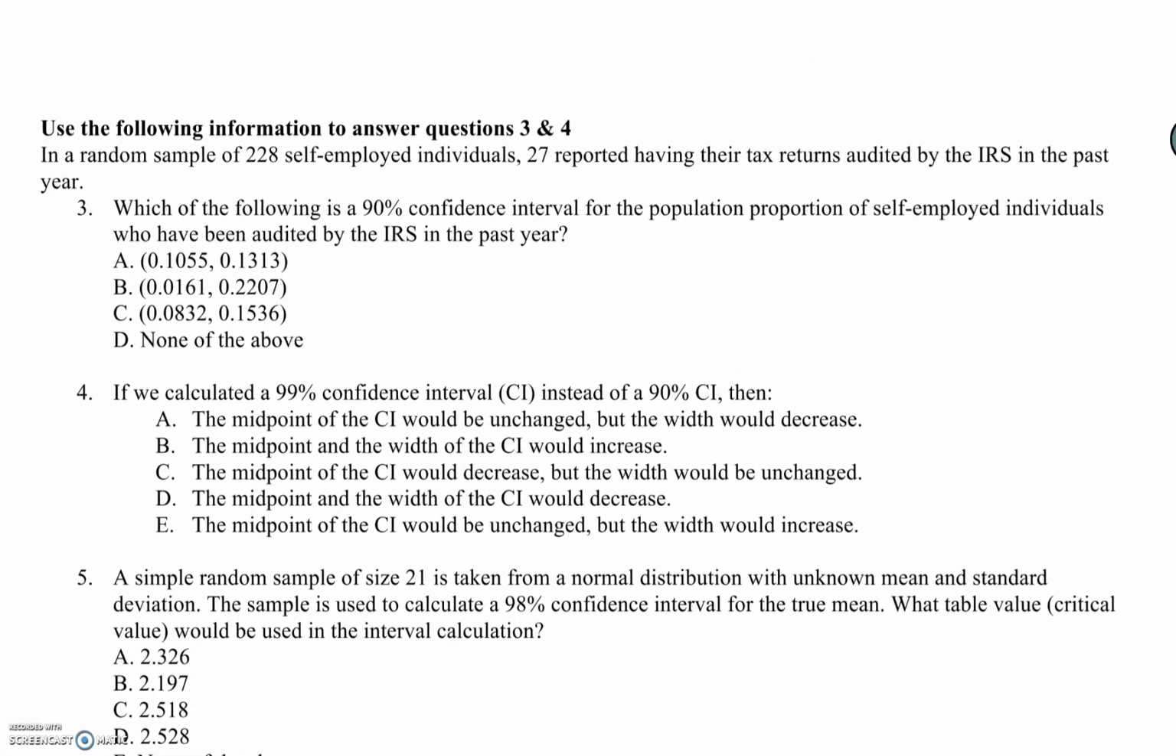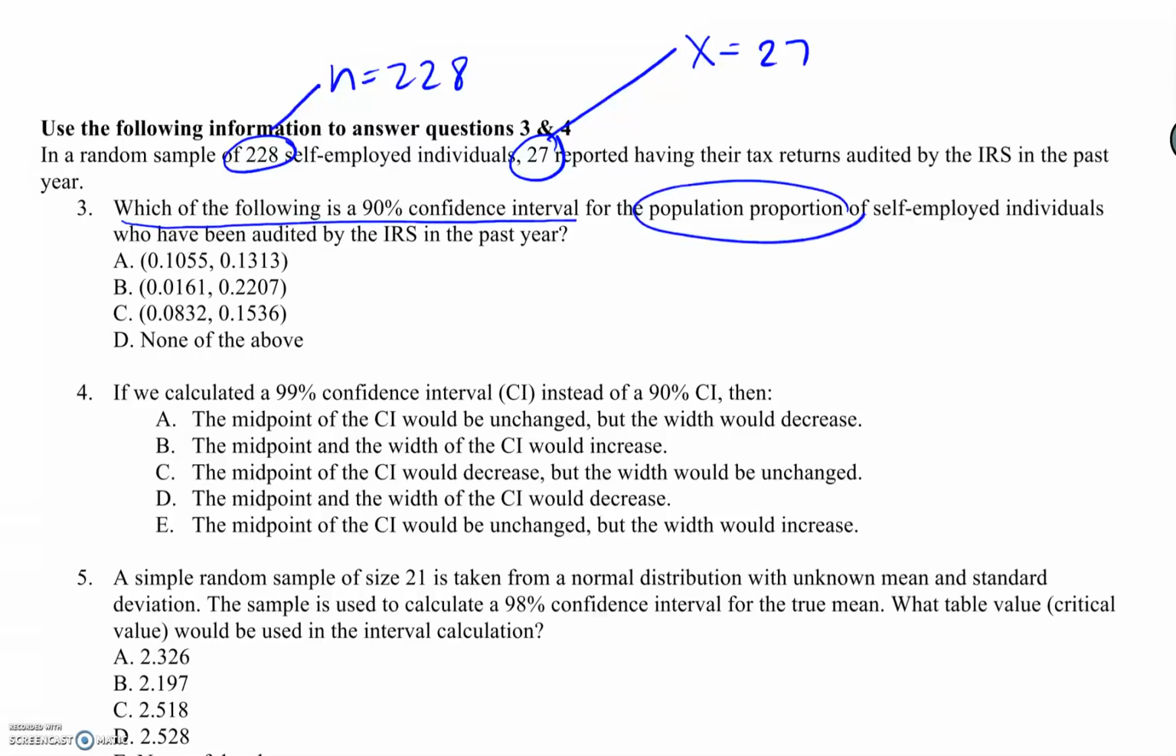Okay, so here's another example. Reading through this one, we have a random sample. There's our n. We have 27 reporting having their taxes audited. That's our number of successes, x. And we're asked to find a 90% confidence interval for a proportion.